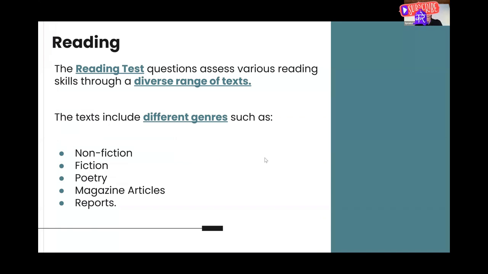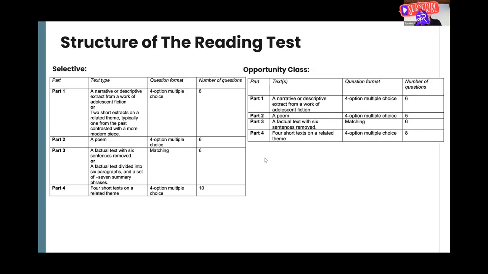So this is all really broad. We do know that it's 40 minutes for 30 questions for the selective test and 30 minutes for 25 questions for the OC test. Luckily, they do give us more structure to how the test goes. So we've got the differences between selective and OC here.